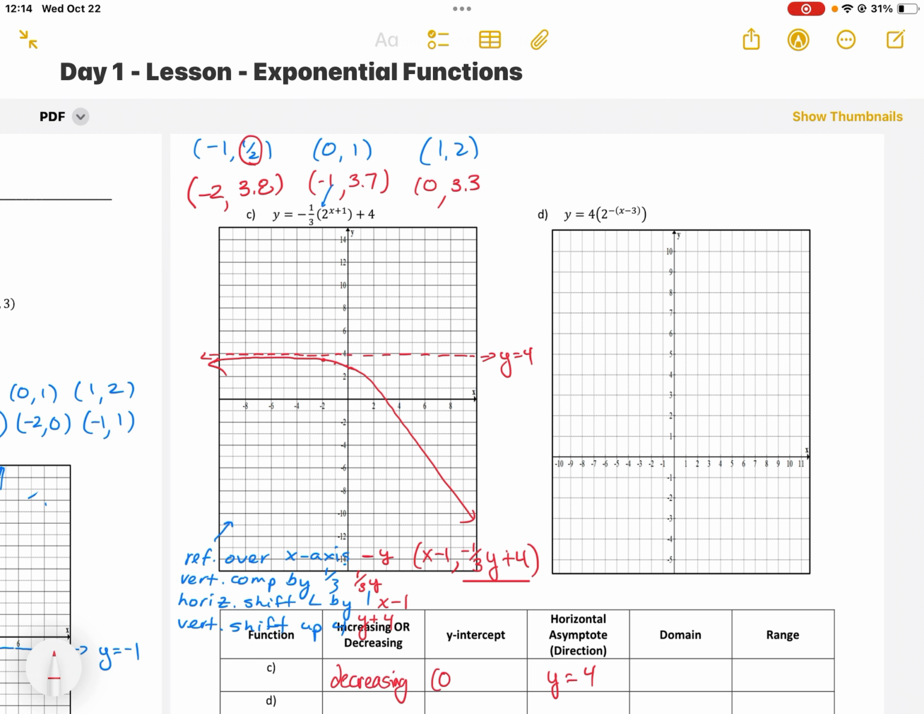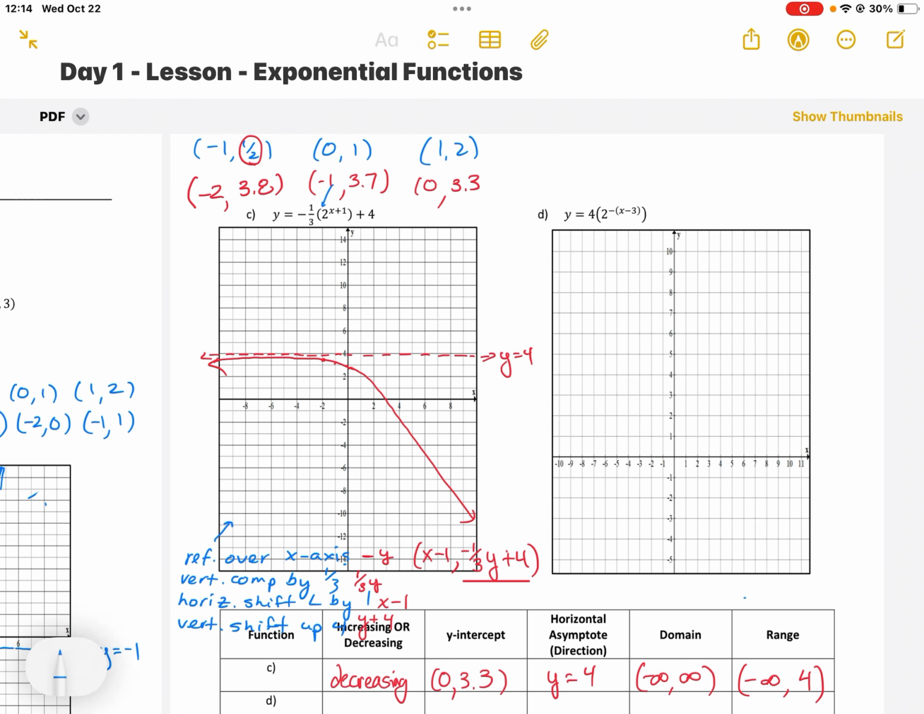My y-intercept is (0, 3.3). My horizontal asymptote we filled in before is 4. I've got -infinity to infinity, my domain is always the same. This time my range is -infinity up to the asymptote, just because of the nature of the transformations.